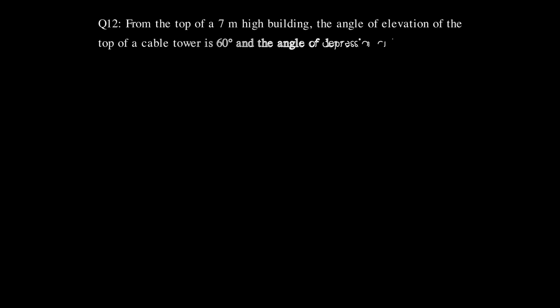We will solve question 12 of exercise 9.1. Let's read the question first. From the top of a 7-meter high building, the angle of elevation of the top of a cable tower is 60 degrees, and the angle of depression of its foot is 45 degrees. Our goal is to determine the total height of the tower.